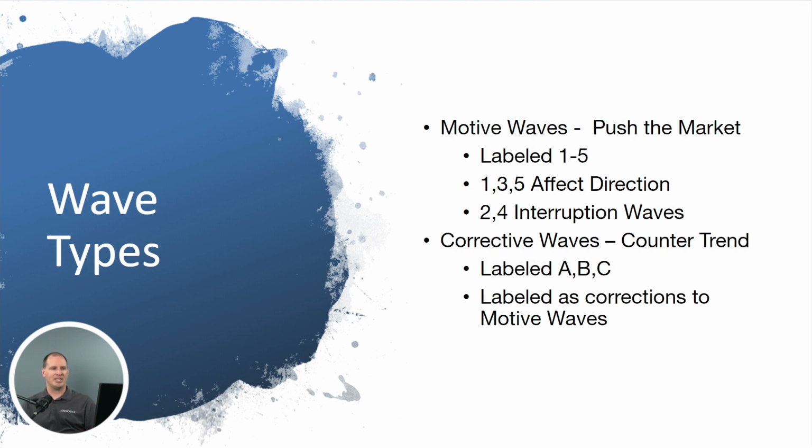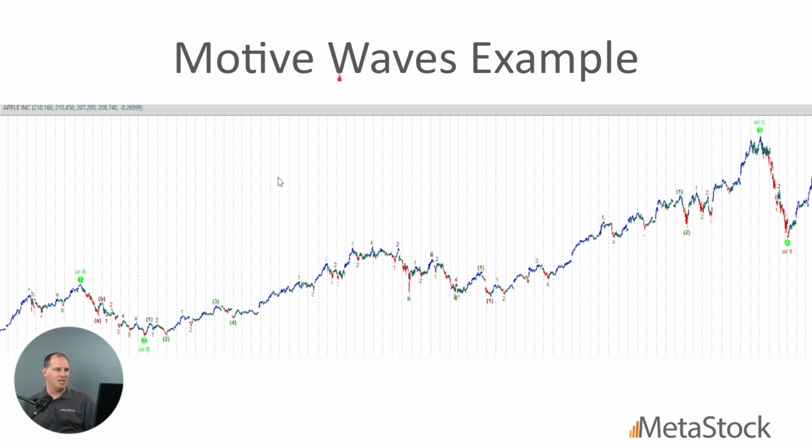Okay, so let's take some examples here and let's talk about it a little bit. Okay, so this is an example. Now on this chart that we see here, we see a lot of different 1, 2, 3, 4s, A, B, Cs. We're going to focus on the big picture here, and we're going to look at this 1 right here. So you see it has a number 1 in that green circle. So that's our wave 1. So we've come up to wave 1. We break down to that interruption, wave 2.